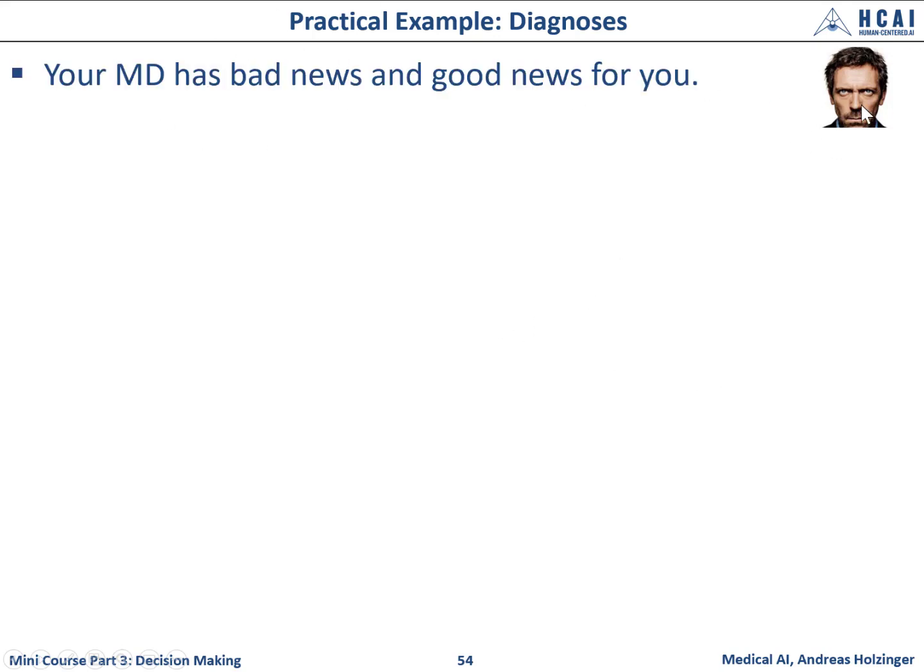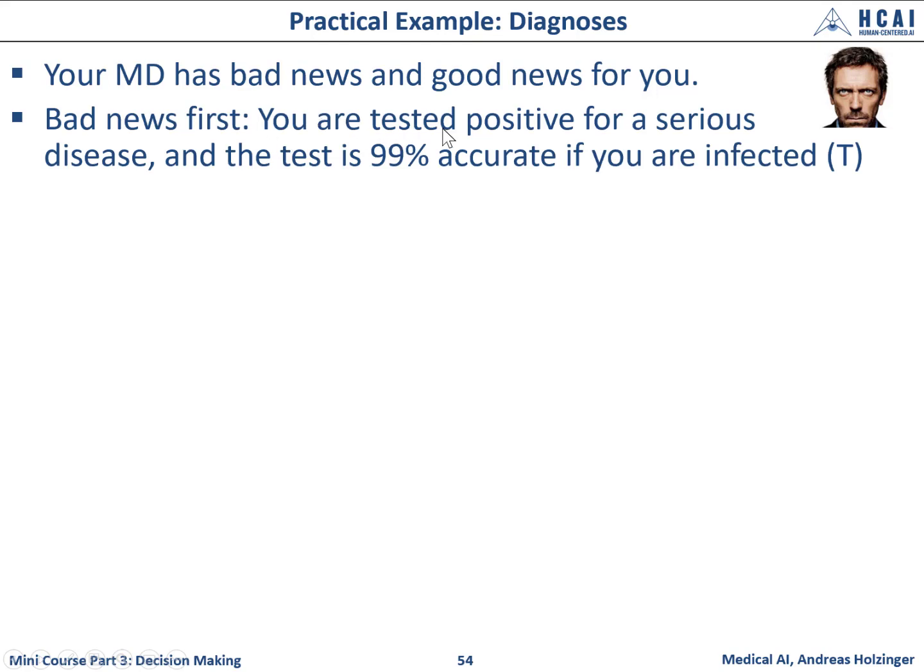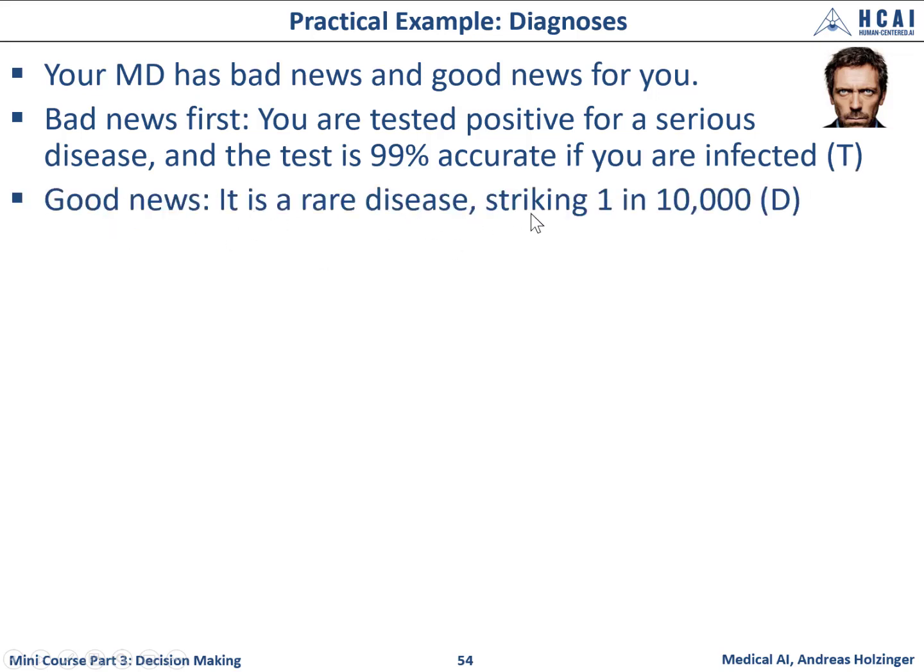Okay, so your medical doctor, this guy, has bad news and good news for you. Bad news first: you tested positive for a serious disease, hopefully not COVID, and the test is 99% accurate if you are infected, okay? We denote this case as T, capital letter T. Good news: it is a rare disease, striking only 1 in 10,000. This is the letter D, delta. How worried would you now be?